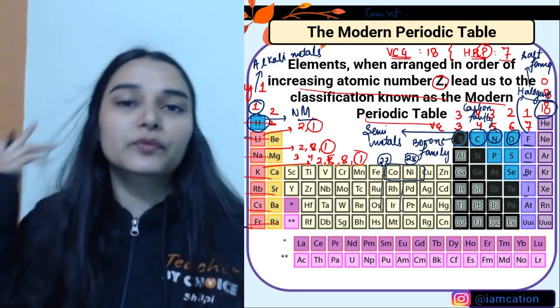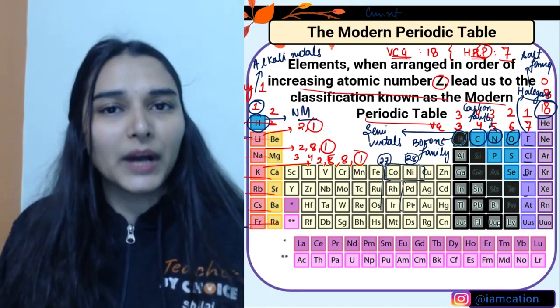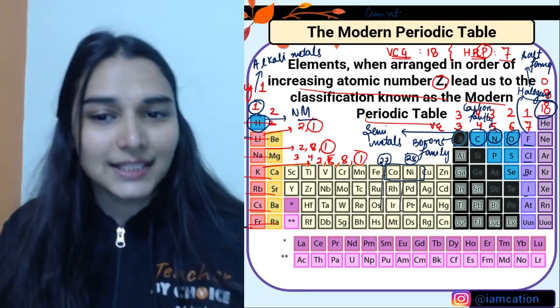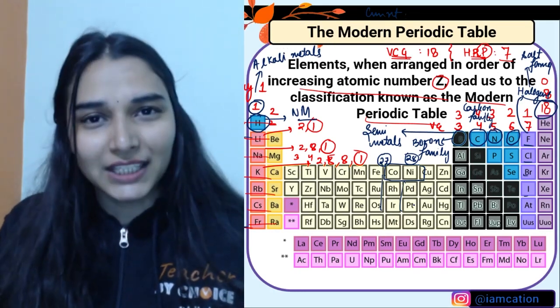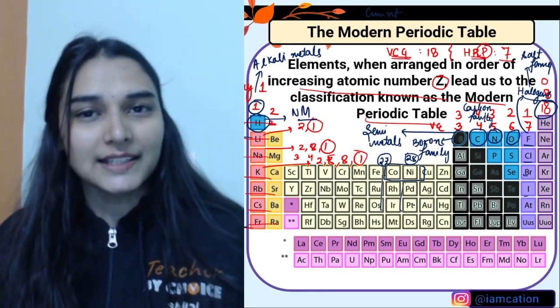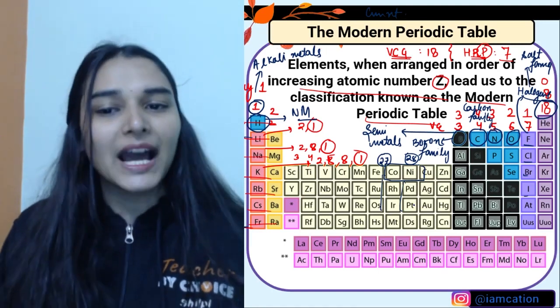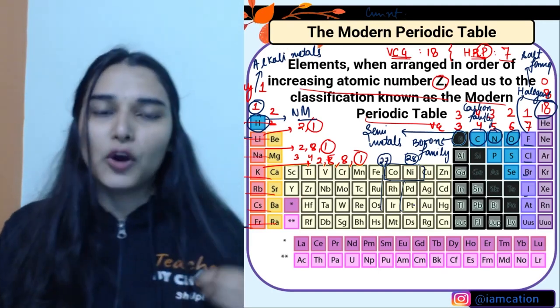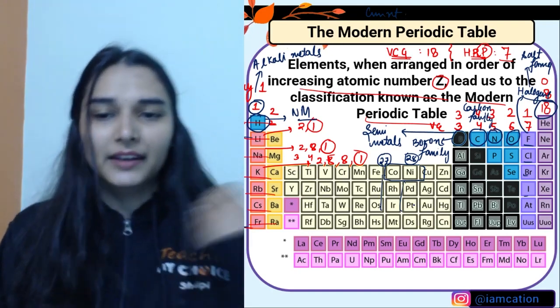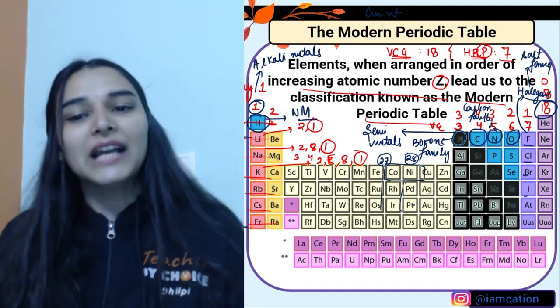But here the problem was solved, because even though cobalt has slightly higher mass than nickel, the atomic number of cobalt is less than that of nickel. Because this is increasing order of atomic number, we don't have to worry about the masses. So cobalt with the lower atomic number comes first, and nickel with the higher atomic number comes after it.